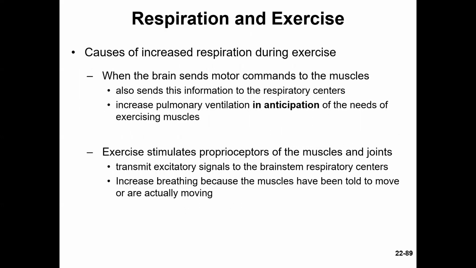When we talk about respiration and exercise, these are the causes of increased respiration during exercise. When the brain sends motor commands to the muscles, it also sends this information to the respiratory centers. It increases pulmonary ventilation in anticipation of the needs of exercising muscles. Exercise stimulates proprioceptors of the muscles and joints, and it transmits excitatory signals to the brain stem respiratory centers. There's an increase in breathing because the muscles have been told to move or are actually moving.